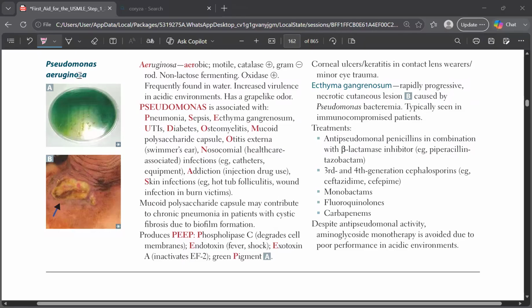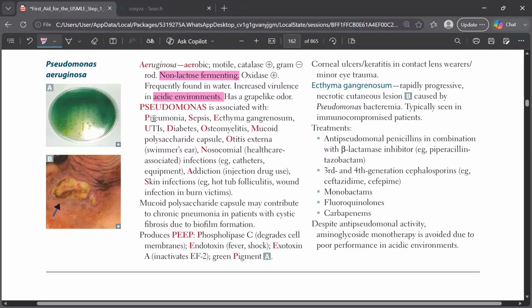So we are going to do Pseudomonas aeruginosa. Aeruginosa can give the hint to how it is aerobic, motile, catalase positive, gram-negative rod, non-lactose fermenter, oxidase positive, frequently found in water, increased virulence in acidic environments, has a grape-like odor.